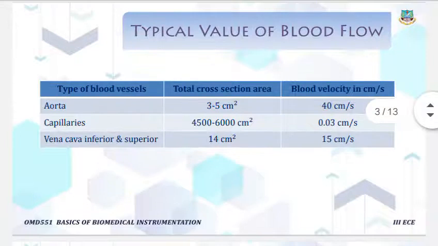This shows the typical values of blood flow in each vessel: aorta, capillaries, vena cava, inferior and superior. Let us go through this. The cross-sectional area as well as the blood velocity is given. For the aorta, the cross-sectional area of the vessel is 3 to 5 square centimeters. The velocity is 40 centimeters per second.